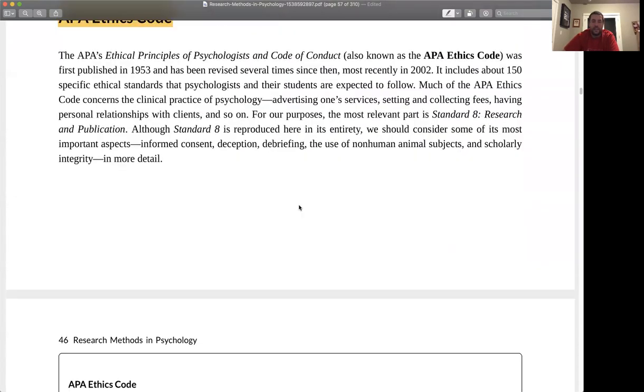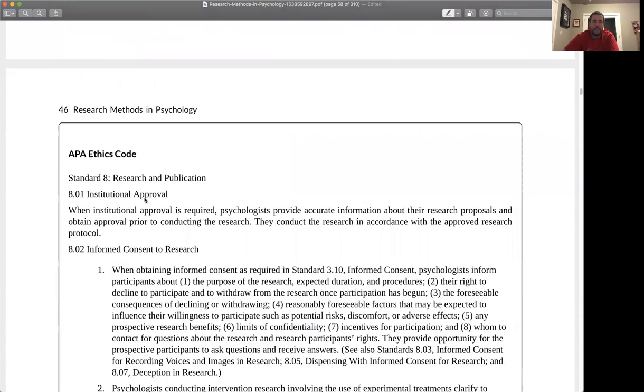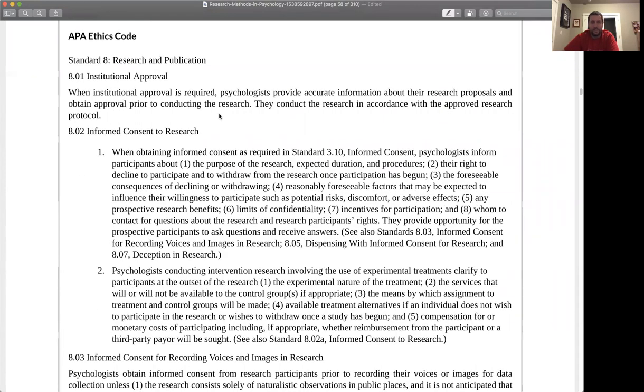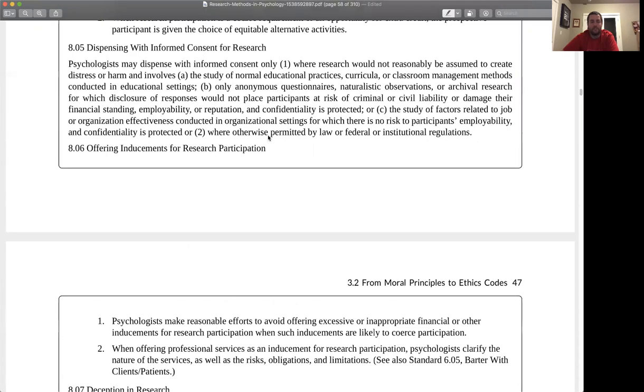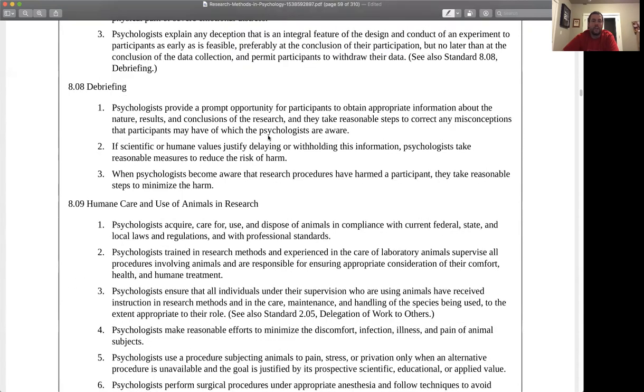All right, and then the ethics code. So this is taken from the ethics code. You can look it up, and I'll actually put the ethics code on Canvas for anybody that wants to look through it. But it is part of what the expectation of conducting research is.